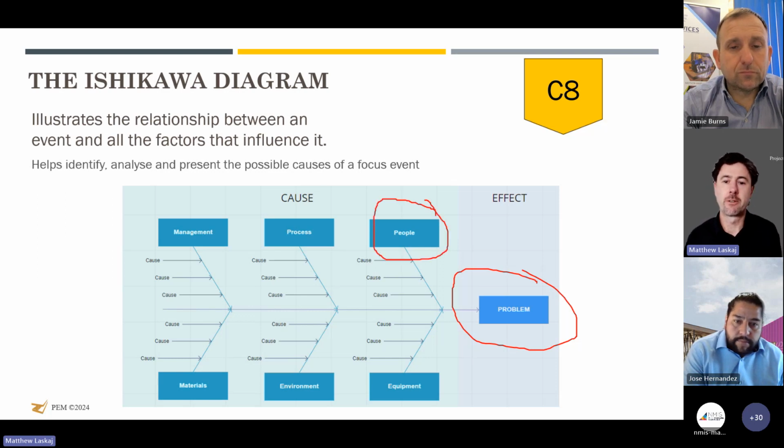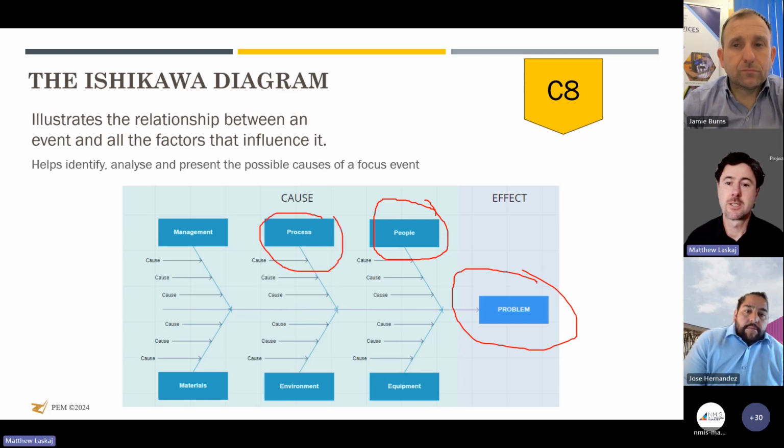And the first category we're going to focus on is people. So what is a people-related cause that could have stopped my fan working? I didn't have time to go and maintain it. What is another people-related cause? Well, the person that did the maintenance didn't have the right skills. Once we've exhausted all of the people category, we then move on to the next one.